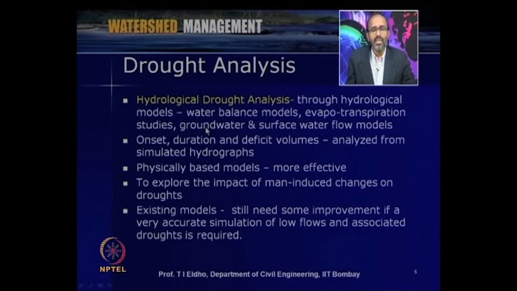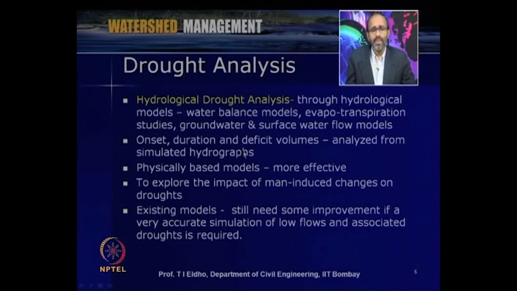And as I mentioned, generally we will be looking for the onset of droughts, the duration of the droughts, and then in terms of water, how much the deficit will be. If the drought is there, then with respect to normal condition, how much water is required, and due to drought condition how much water is not available. According to that we can analyze the deficit, and we can analyze with respect to simulated hydrographs for the area or the outlet of the watershed.